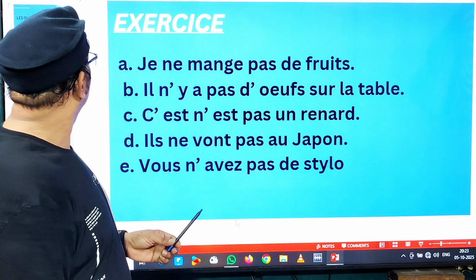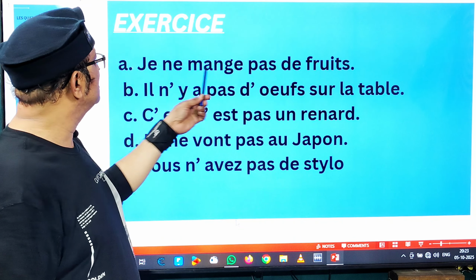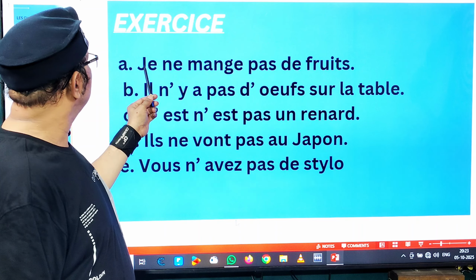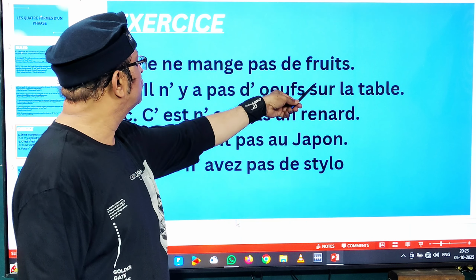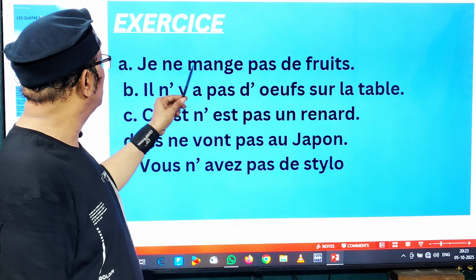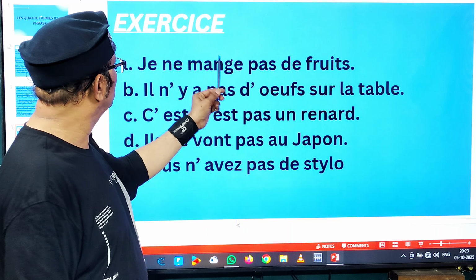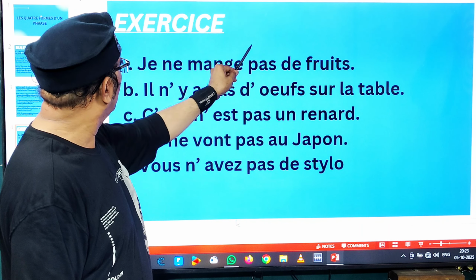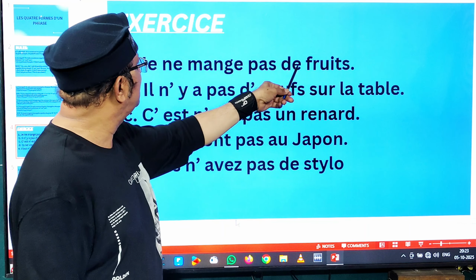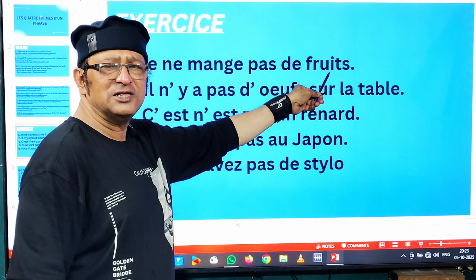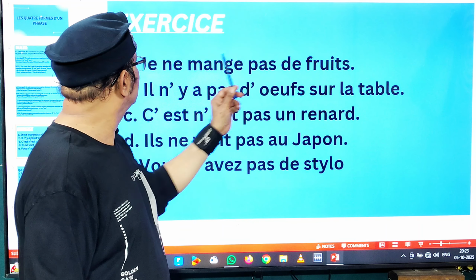And now, if you can see the exercise here, a simple exercise: je ne mange pas de fruits. This is a negative sentence, and if we want to change this sentence to affirmative form, we just remove ne and pas. It will be je mange and de. This is a partitive article. Plural is there, so it will change to des.